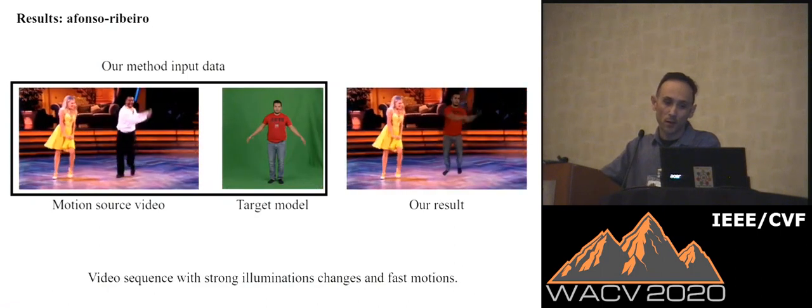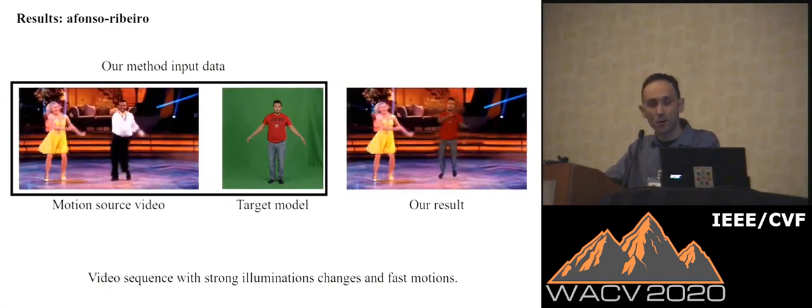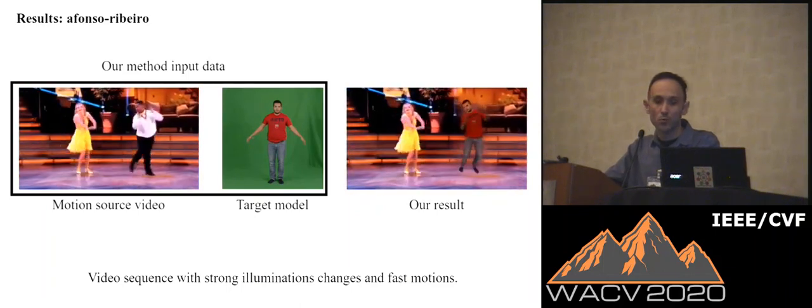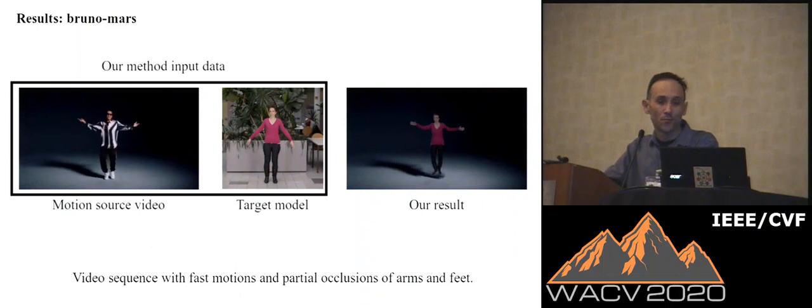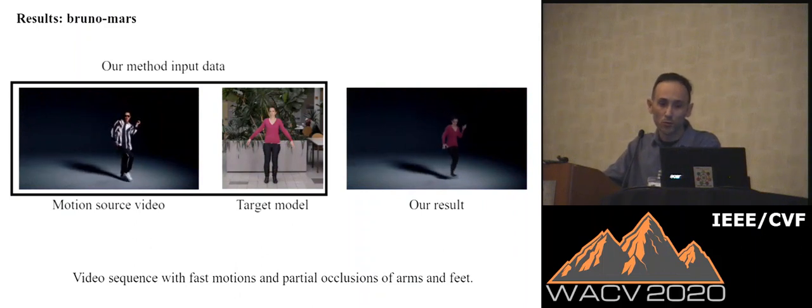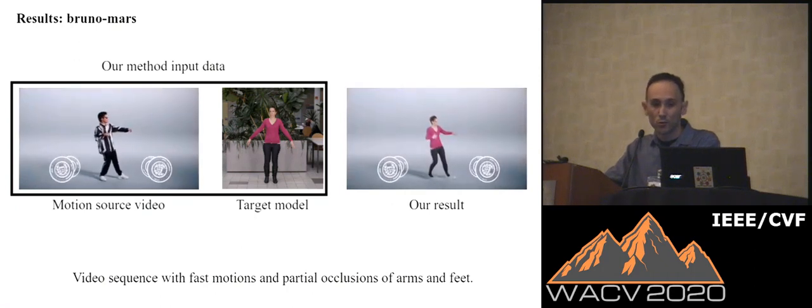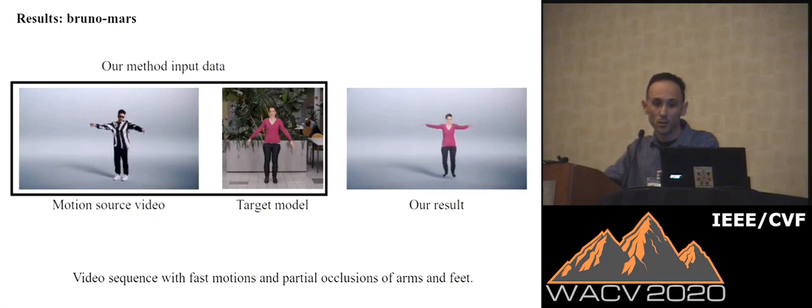Then in this second video sequence, we test our approach with strong illumination change and also fast motions. And finally, a video sequence with fast motion and partial occlusions of arms and feet. To see more videos and quantitative results, please come to see me in our poster.